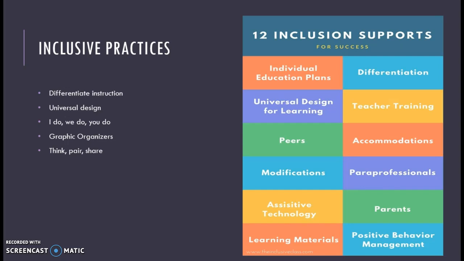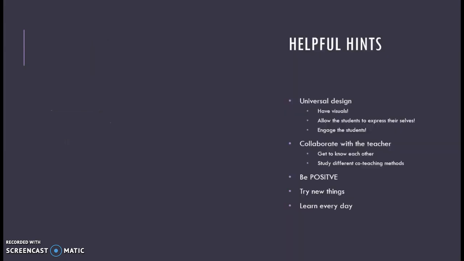I have a picture provided on the right side that just has other different things for inclusion. We know about IEPs, individual education plans. It also talks about universal design for learning. Peers, we can have like a peer buddy system with the students, and this is great for peer involvement. There are modifications like the graphic organizer, assistive technology, learning materials, and other things. And do you see, it has the paraprofessional. That is you. We need you to be a part of including all of our students.